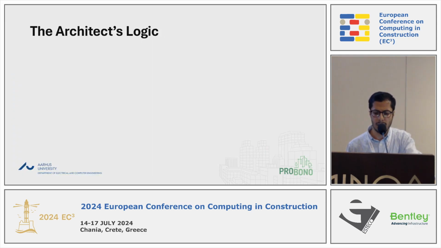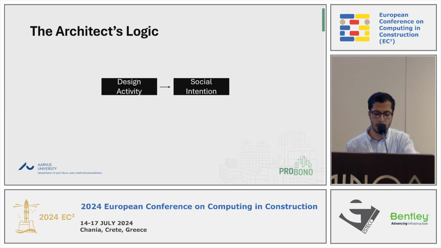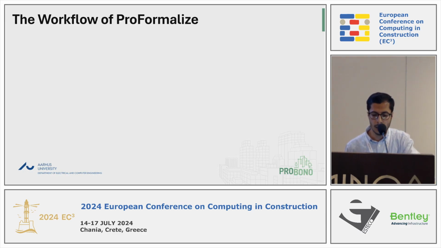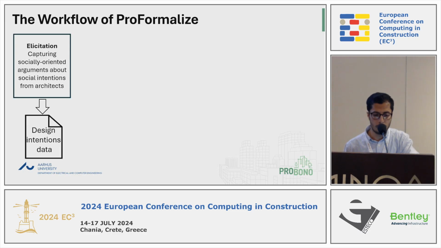The architect's logic is basically a causal relationship between the design activity and the social intention. We have premises that are supposed to lead us to a conclusion. It's a cause and effect relationship. That framework is composed of 4 stages.